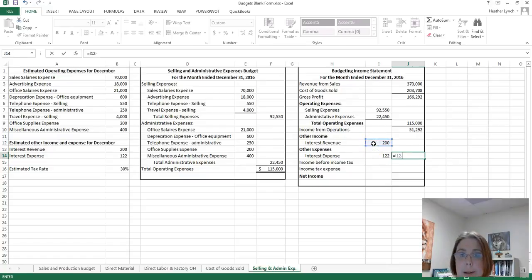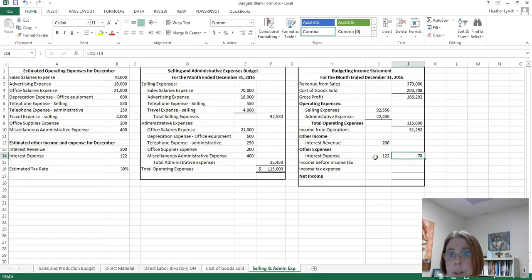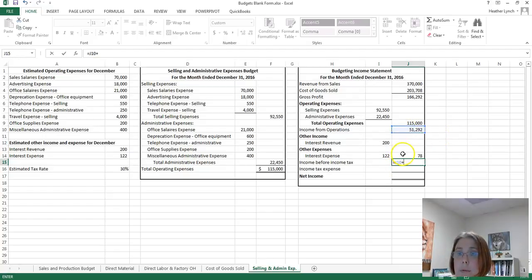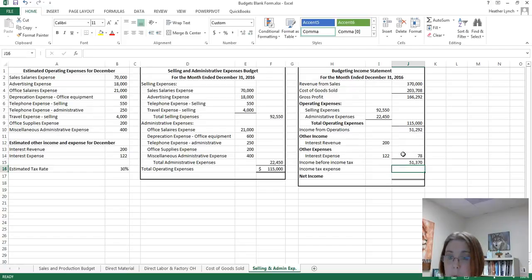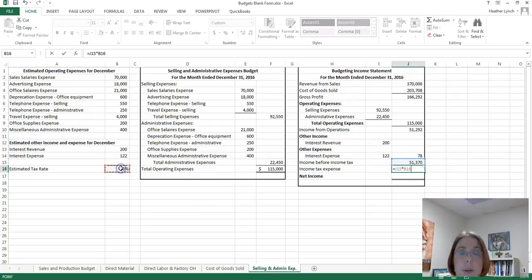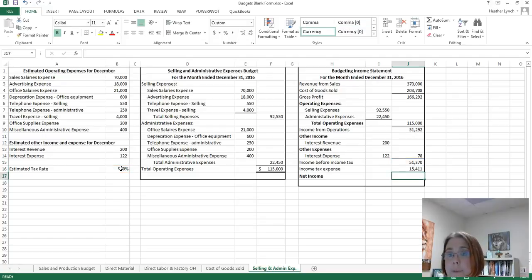So I'm going to add and subtract. So we have a positive revenue. 200 is more than 122. If we had more expenses, that would be a negative. So our income before income taxes is the $51,370. They explained to us that we have an estimated tax rate of 30%. So we can take our $51,370, we can take it times 30%. So we have $15,411 in taxes to pay.